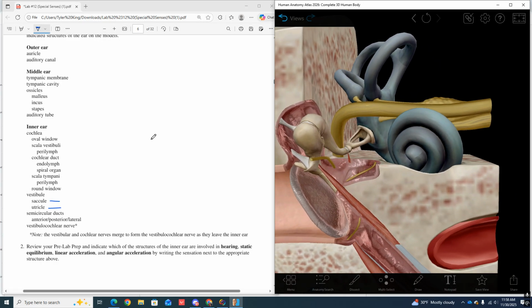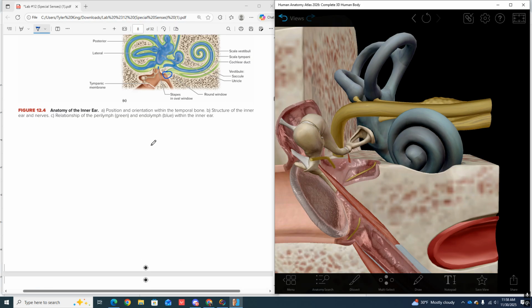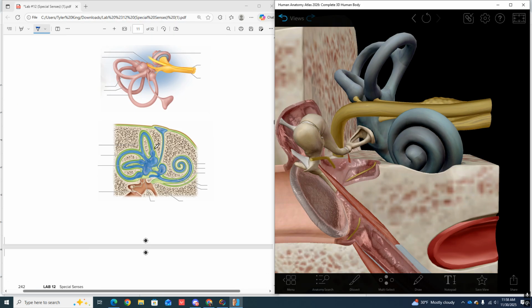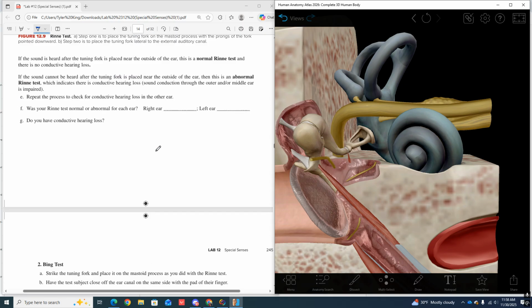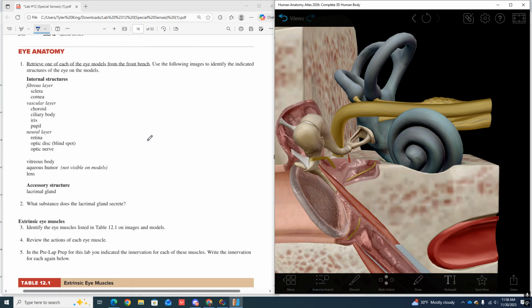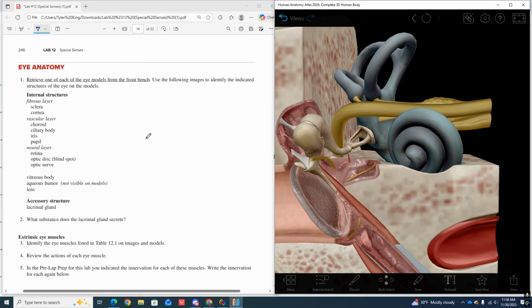Well, guys, that's it for the ear. Very straightforward. Come back and talk about the eye. Also very straightforward here, but we'll break it down once again because there's a lot of things on here that can get a little confusing, but we'll break it down for you super, super easy.